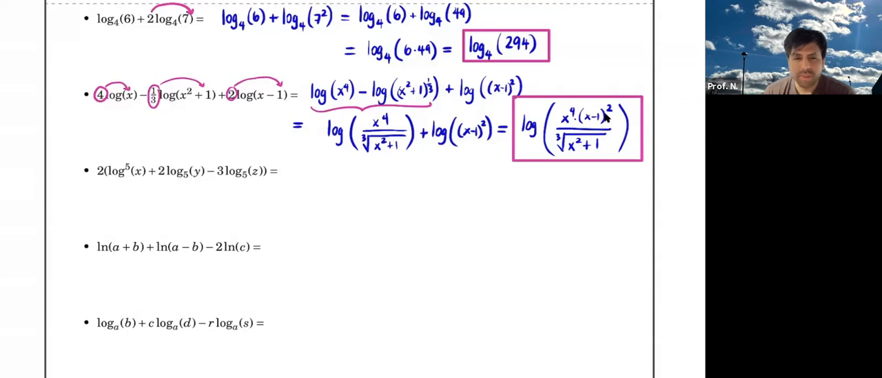Okay, so for the next one, there's a typo I just realized. There should be a 5, but this 5 should be on the bottom. It shouldn't be at the top. So the 5 should be the base of log, not an exponent.